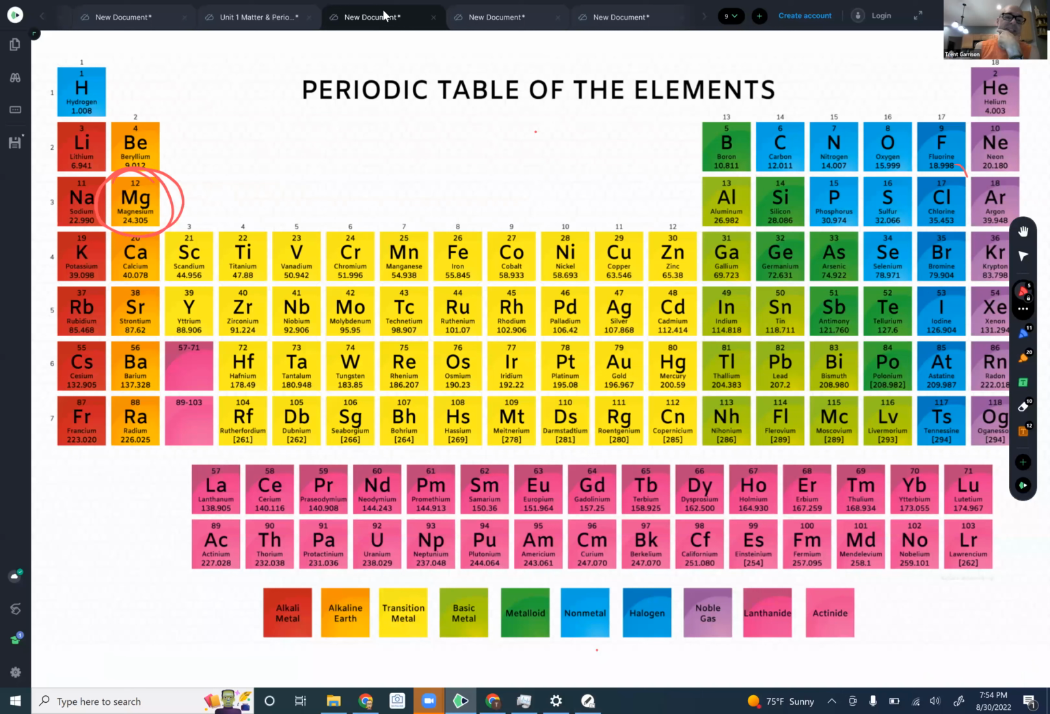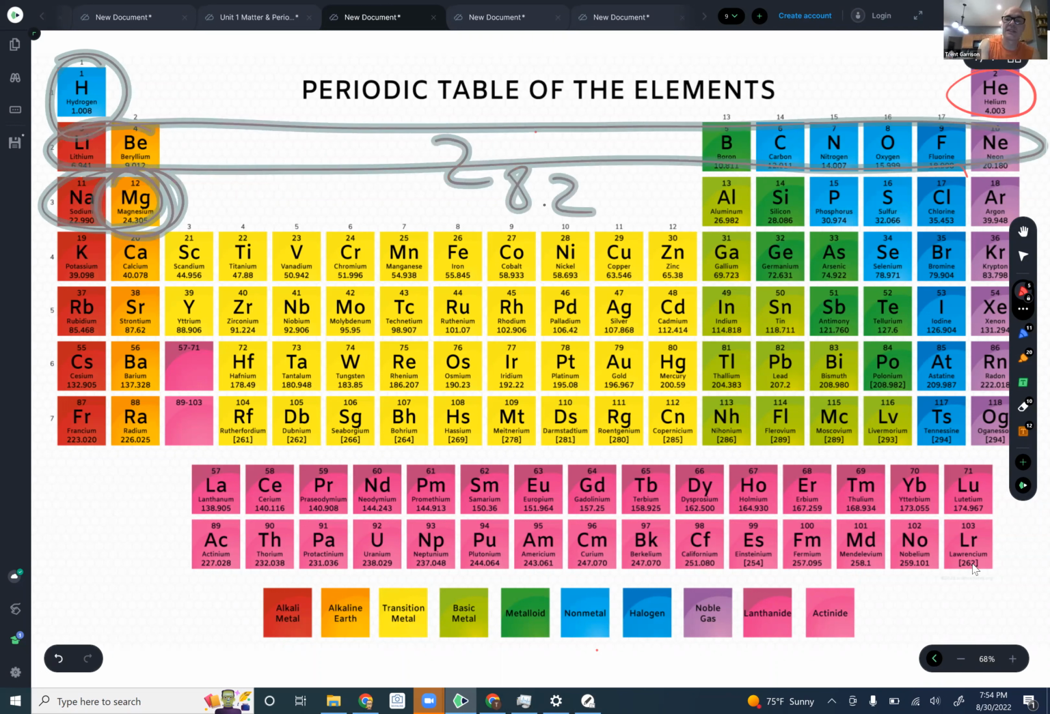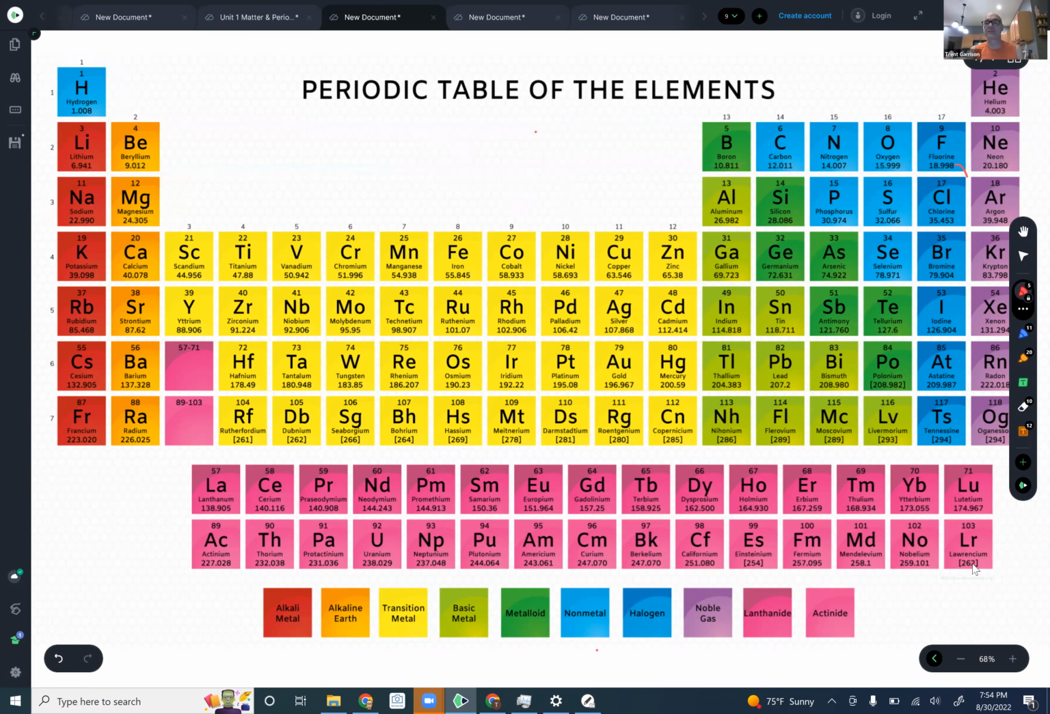So with magnesium, notice how many are on the first energy level. 1, 2 on the first energy level. That's why we had 2 dots on that. And then on the second energy level, 1, 2, 3, 4, 5, 6, 7, 8. And then on this third energy level, I had 2. So 2, 8, and 2. That's exactly what we showed you in the last example.